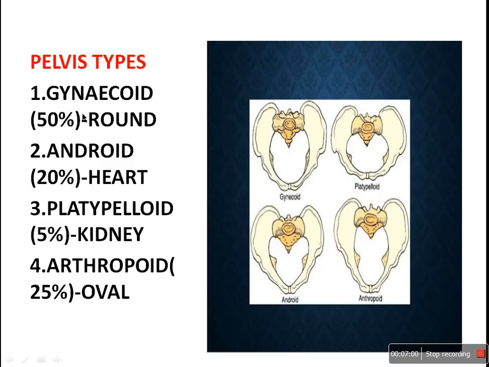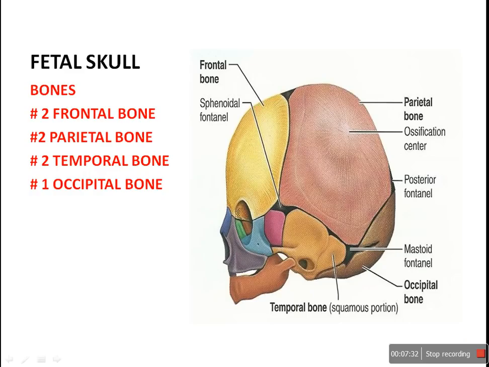Actually, the best type of female pelvis for birth is gynecoid. This gynecoid pelvis is good for birth. The other types, android and platypelloid, can create some problems in birth. Sometimes they may need cesarean, etc. So these are the different types of pelvis.